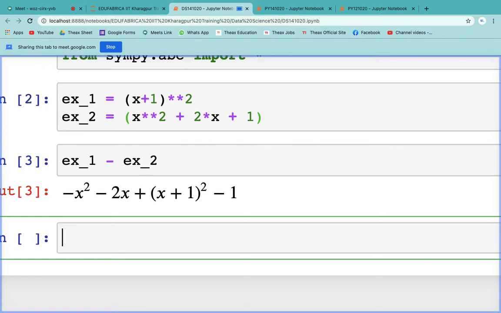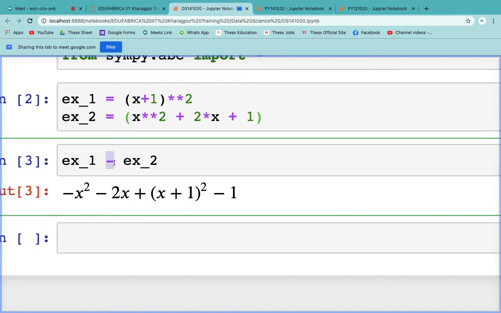No results. Why? Because we are not calculating. We are just subtracting, like we are just writing an expression. Writing things and calculating things are different. Here this is one equation, this is the other equation. We are just using the subtraction operator and getting the next equation. So obviously you will get the result 0, but here in this case, we are just expressing it, right?